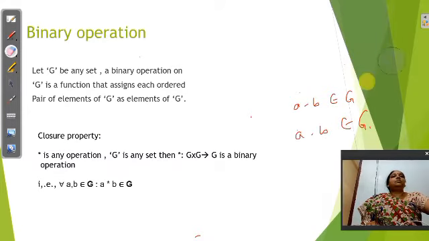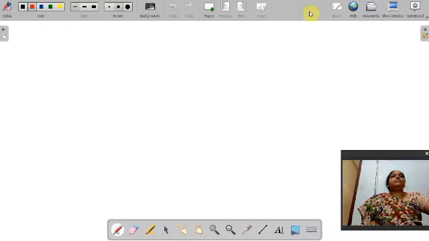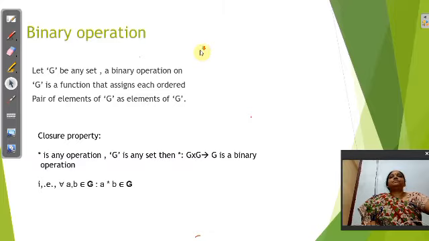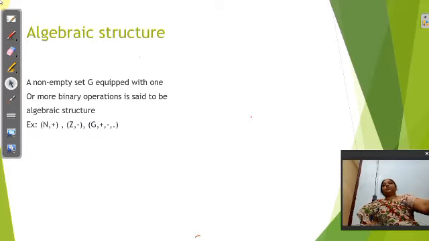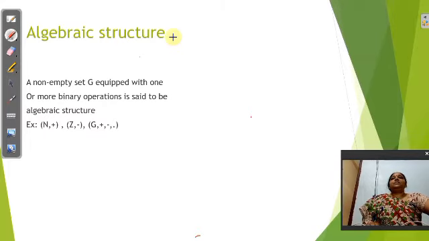Next we will go for group definition. Algebraic structure. Okay. Next we'll go for algebraic structure.